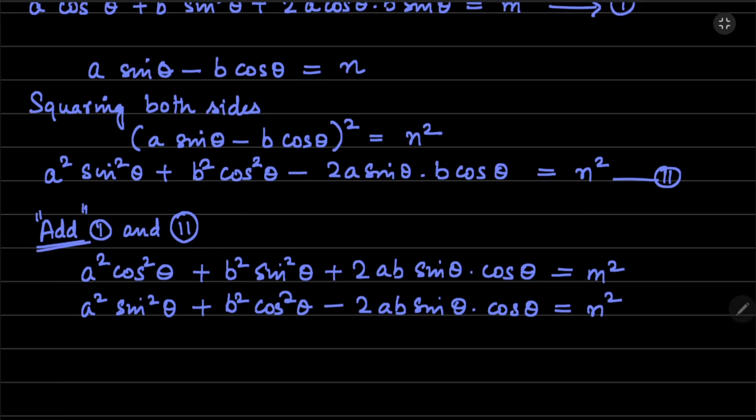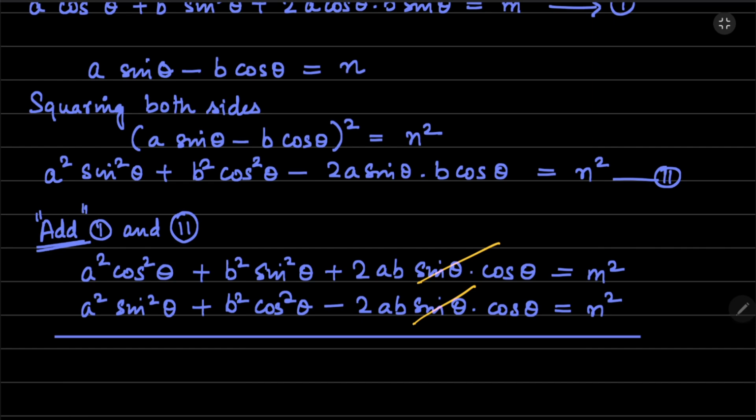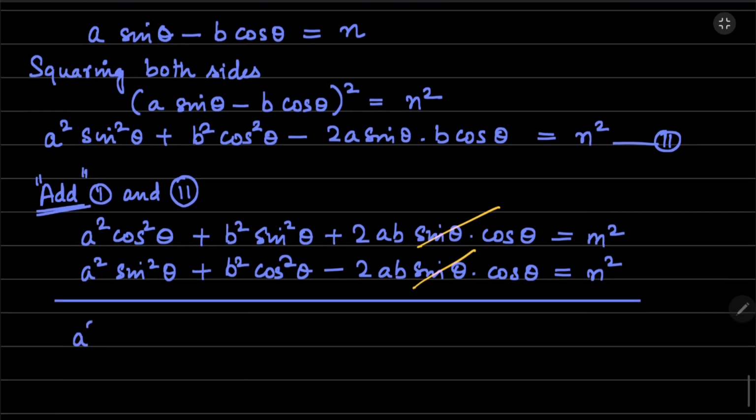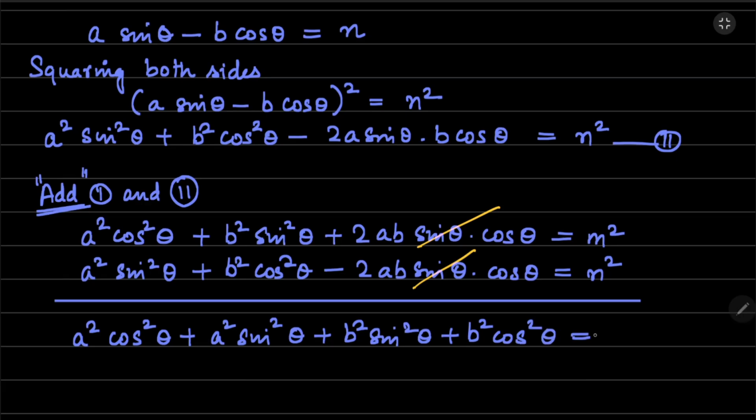So when you add these two equations, what do you get here? These two will get cancelled. See, you have a plus 2ab sin theta cos theta, minus 2ab sin theta cos theta will get cancelled. What would remain is a square cos square theta plus a square sin square theta plus b square sin square theta plus b square cos square theta is equal to m square plus n square.